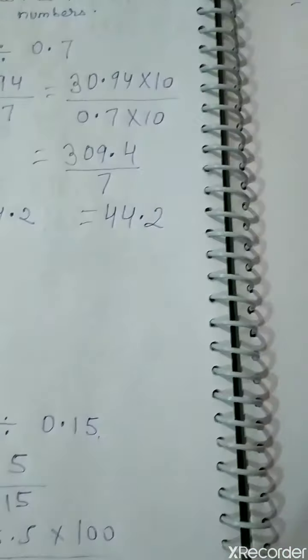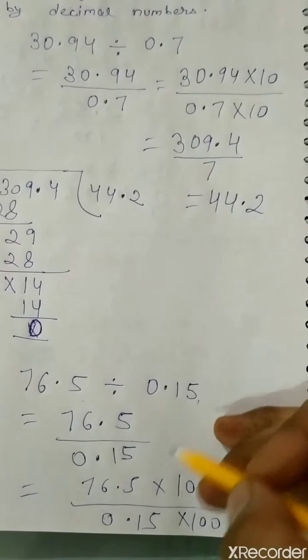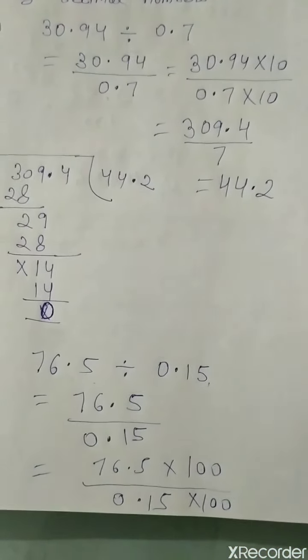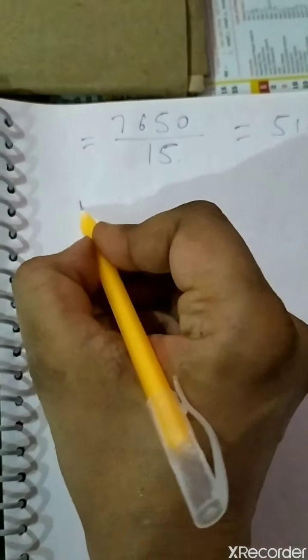So this way we can divide any decimal number by another decimal number by converting the denominator into a whole number. Okay, so one more question you can try.